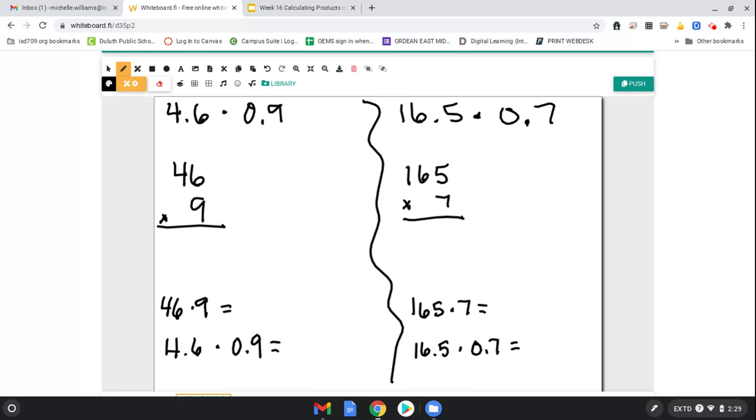9 times 6 is 54. 4 times 9 is 36, plus 5 is 41. So 46 times 9 is 414. If we do that as 4 and 6/10 times 9/10, we know that we have 2 places past the decimal, so we bring it in 2 places here. So our answer is 4 and 14/100.